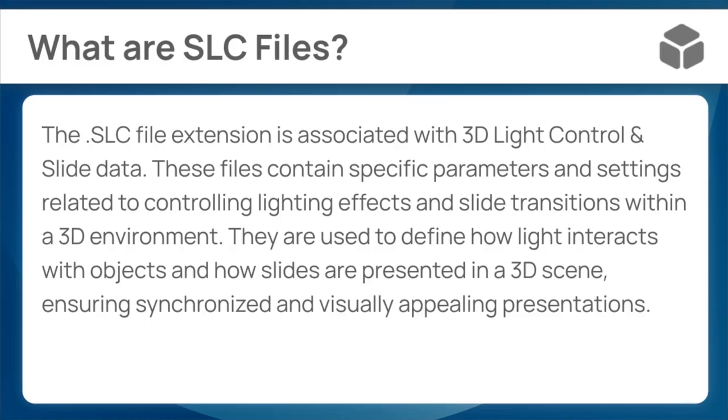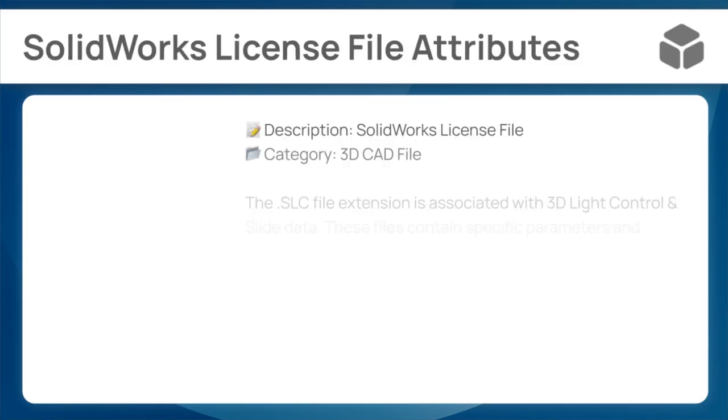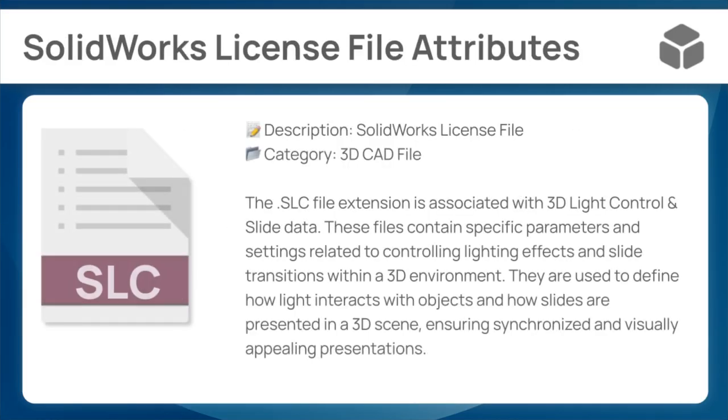The SLC file extension is associated with 3D light control and slide data. These files contain specific parameters and settings related to controlling lighting effects and slide transitions within a 3D environment. They are used to define how light interacts with objects and how slides are presented in a 3D scene, ensuring synchronized and visually appealing presentations.